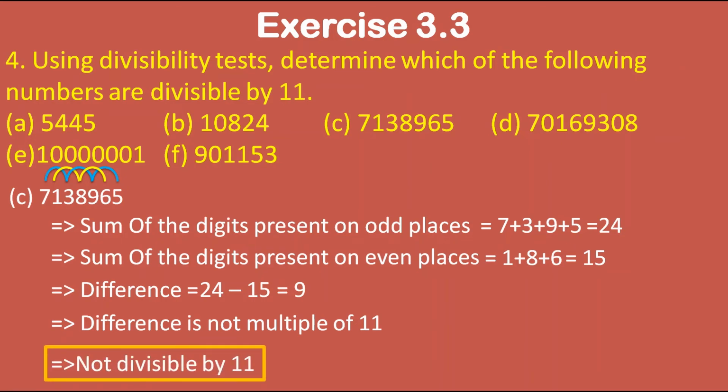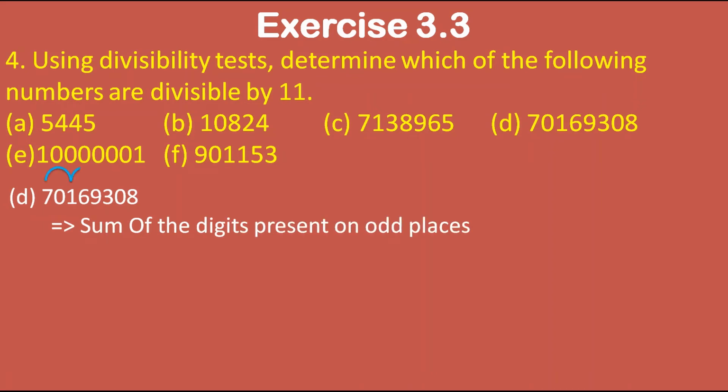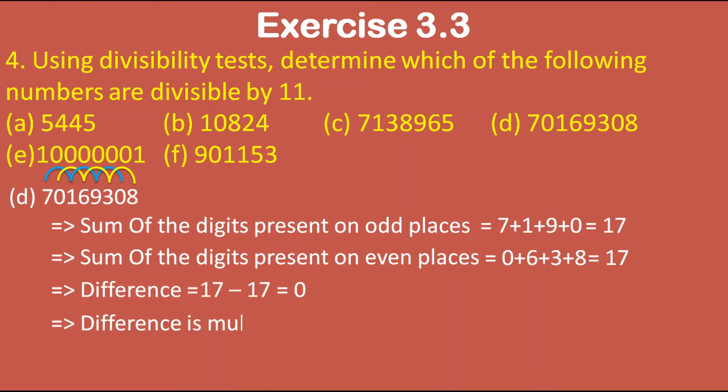Okay. Now let's move to the next number. Here it is. First we have to find the sum of the digits present on odd places, and those are 7, 1, 9 and 0. When we add them, we get the answer as 17. Now we have to find the sum of the digits present on even places, and those are 0, 6, 3 and 8. When we add them, we get the answer as 17. Now we have to find the difference. Difference is 17 minus 17, which gives 0. As 0 is a multiple of 11, therefore the number is divisible by 11.